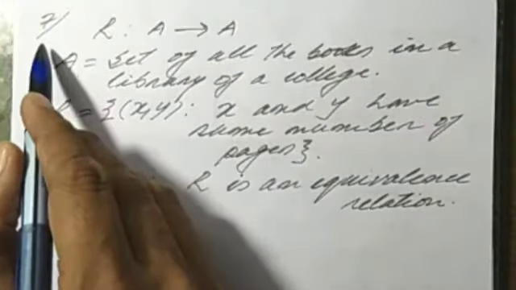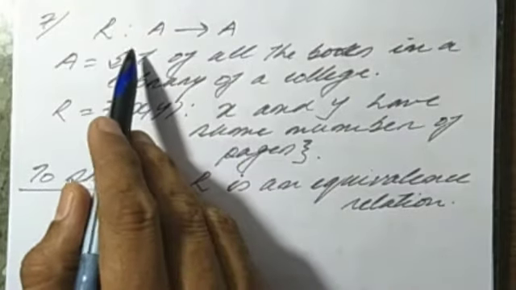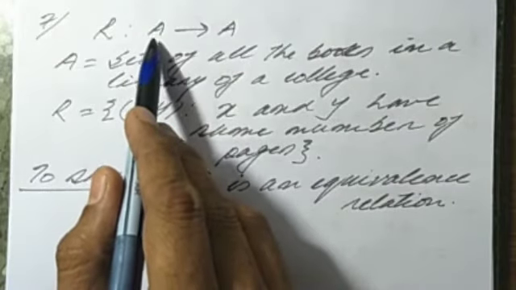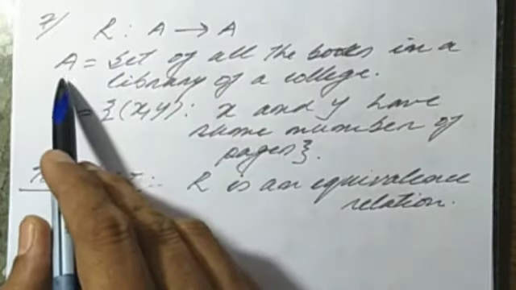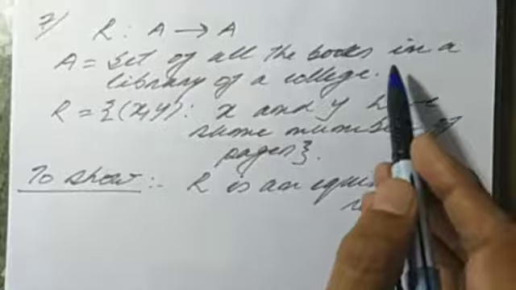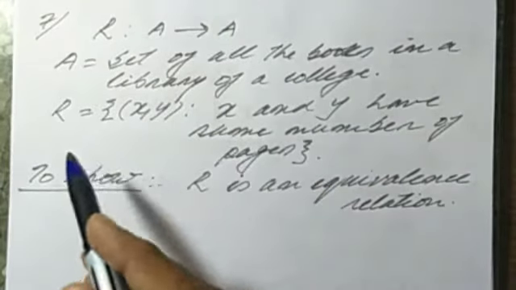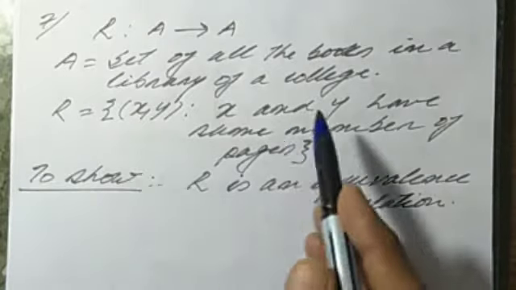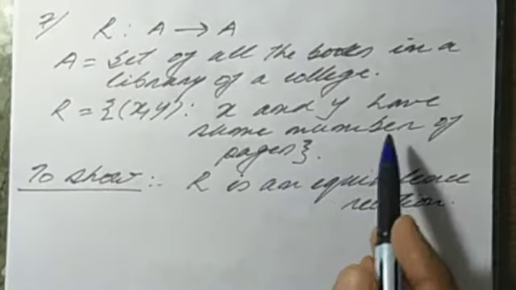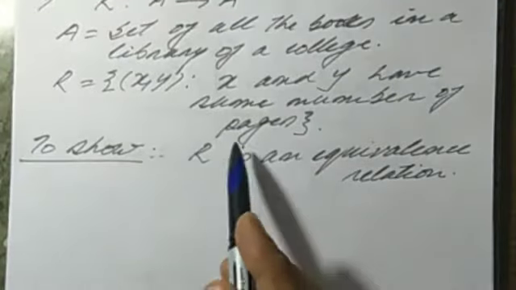Now we come to sum number 7, where R is a relation in a set A, that is, domain and codomain are A, and the set A is defined as the set of all books in a library of a college. The relation R is defined as the set of ordered pairs x comma y such that x and y have the same number of pages. We have to show that R is an equivalence relation, that is, R is reflexive, symmetric as well as transitive. So let us talk about reflexivity first.